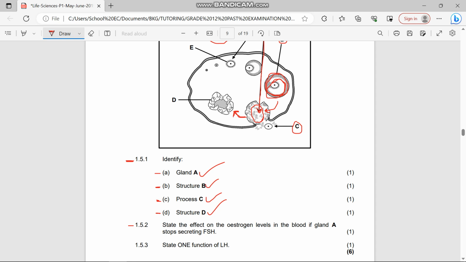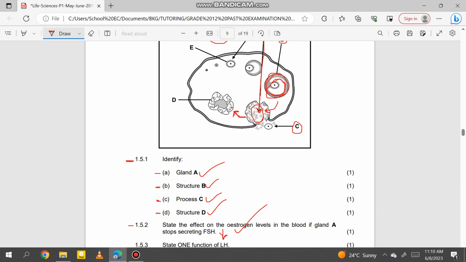So if we have to state the effect on estrogen levels in the blood if gland A stops secreting the FSH, it means that the levels of estrogen will go down. That's very correct. So the oestrogen levels will decrease or go down.